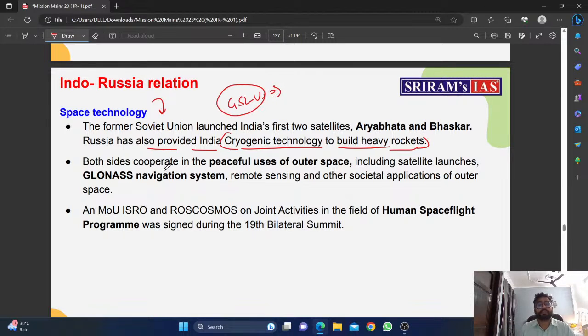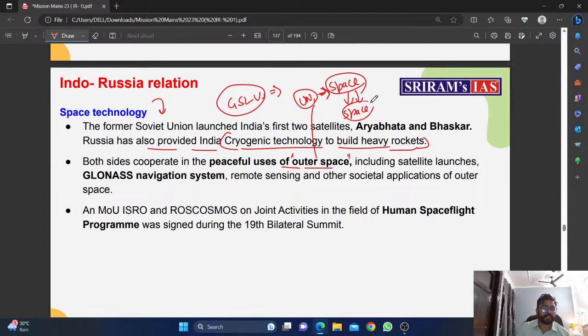Then both the sides cooperate in the peaceful use of outer space, because both believe that we should have a peaceful use of outer space. A UN treaty also backs this. The UN convention signed in Geneva says that space cannot be militarized. However, each country is building some or the other kind of space force.